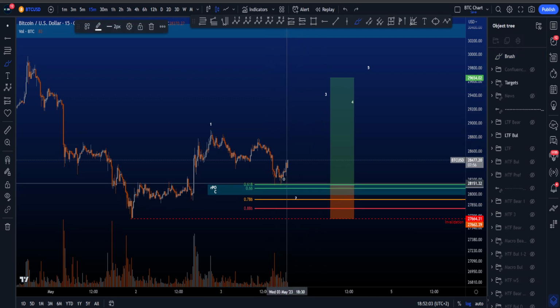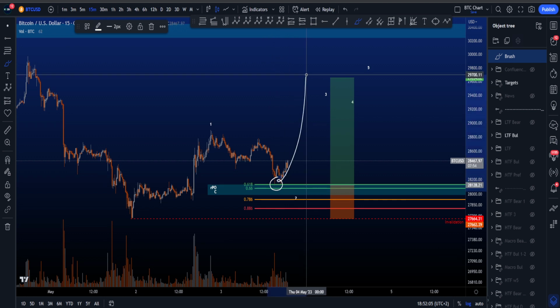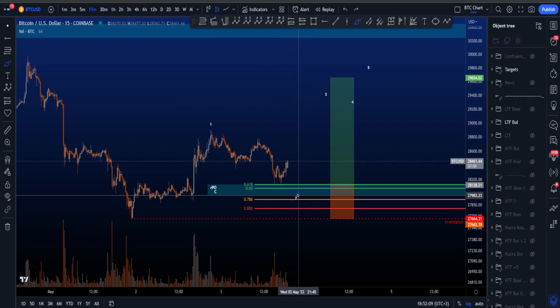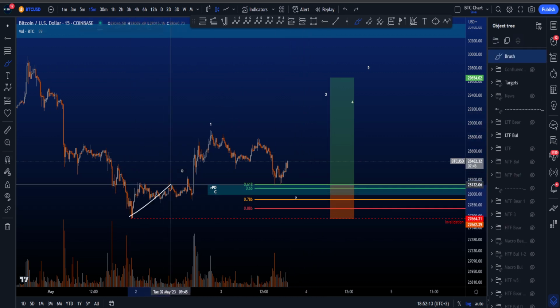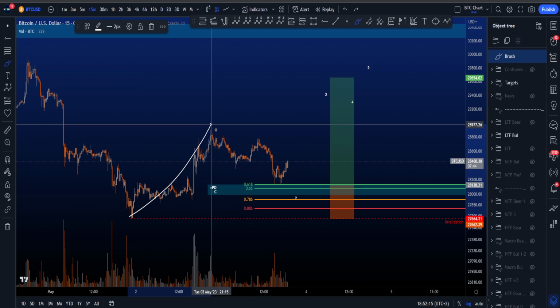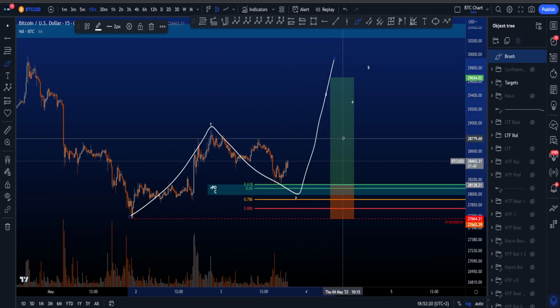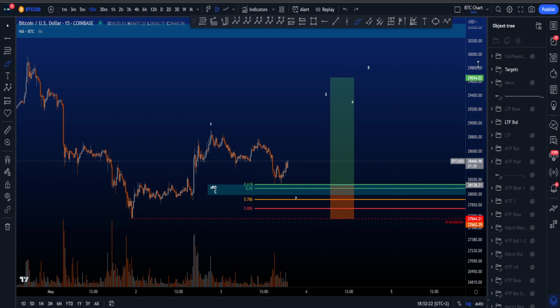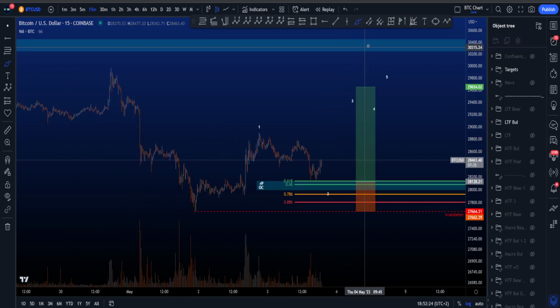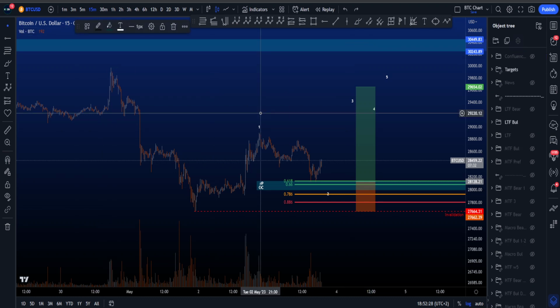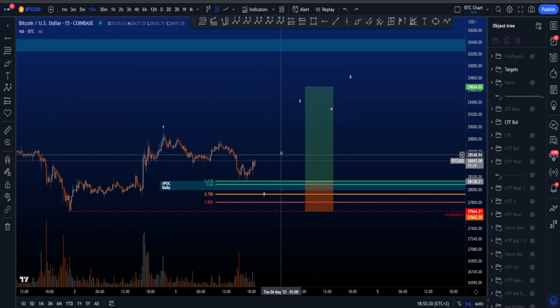Now the correction could already be finished over here for then continuation to the upside, or potentially a leg to the downside, another one, a final one before upside. Of course, both are possible, no problem, but in this scenario we simply expect this to be a wave 1, followed by a corrective wave 2, and then eventually more upside in a wave 3, 4, 5, which then I would like and prefer price to actually go to the blue target box over here, sitting between 30.2K and 30.4K.